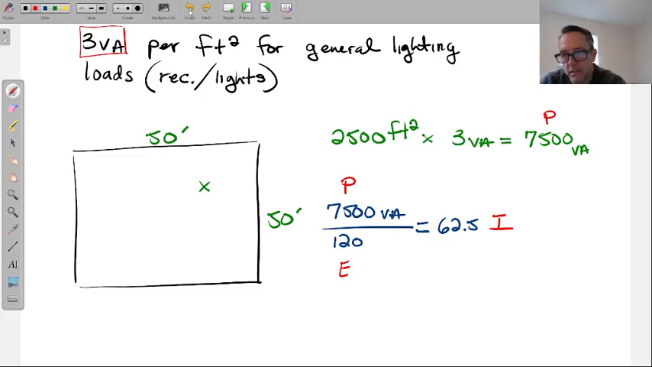So the first thing you have to do is this. Determine the square footage, 3 VA per square foot. Come up with a total wattage. Divide by the 120. And now you've come up with a total amperage. How do we get from here to breakers?